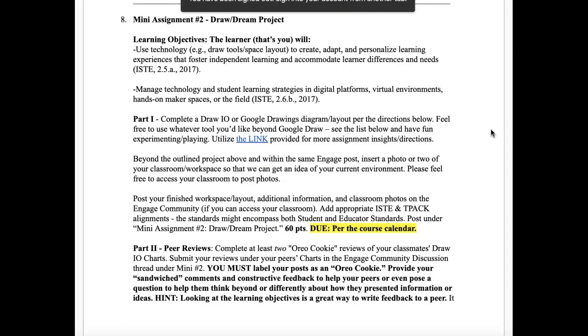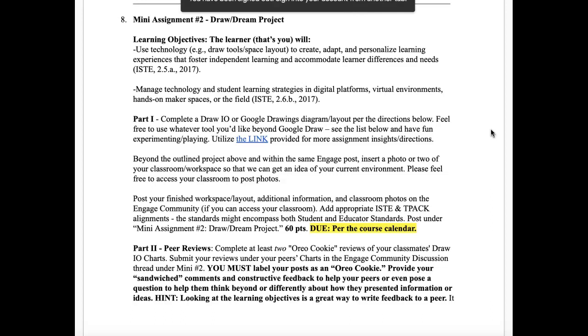The next assignment is mini assignment 2, Draw, Dream, Project. The learning objectives: you will use technology to create, adapt, and personalize learning experiences that foster independent learning and accommodate learner differences and needs. Manage technology and student learning strategies in digital platforms, virtual environments, hands-on makerspaces, or the field.